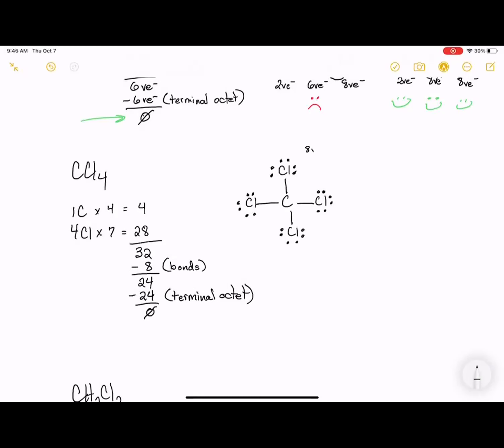When you hit 0, your question is, does everybody have an octet? All of your chlorines have 8 valence electrons because they have 6 in the lone pairs and 2 in the shared bond. Your carbon also at this point has 8 valence electrons because it has 4 shared bonds of 2 electrons each. So at this point, this molecule is content. So carbon tetrachloride has the carbon single bonded to 4 chlorines.